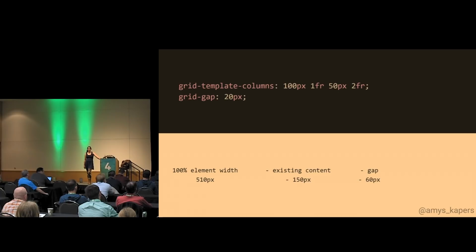Anyone able to do the math right now? I then divide that by the number of FR units that I've defined. So I've said I want 1 FR and 2 FR. So I divide it by 3. Anyone know what the number is?